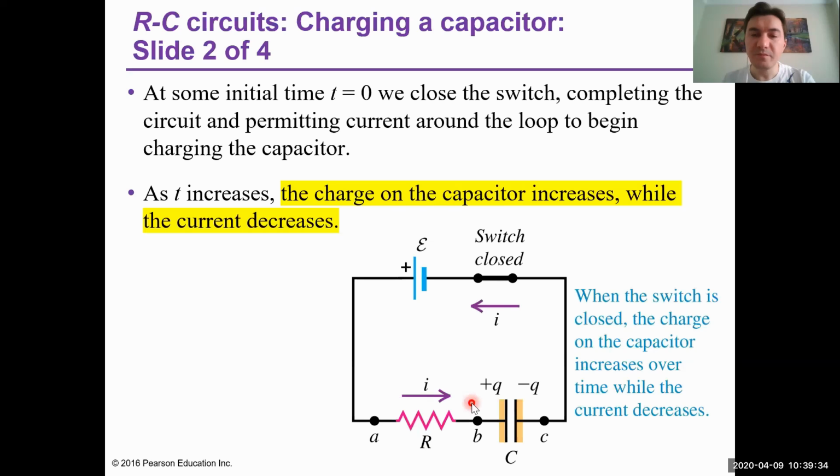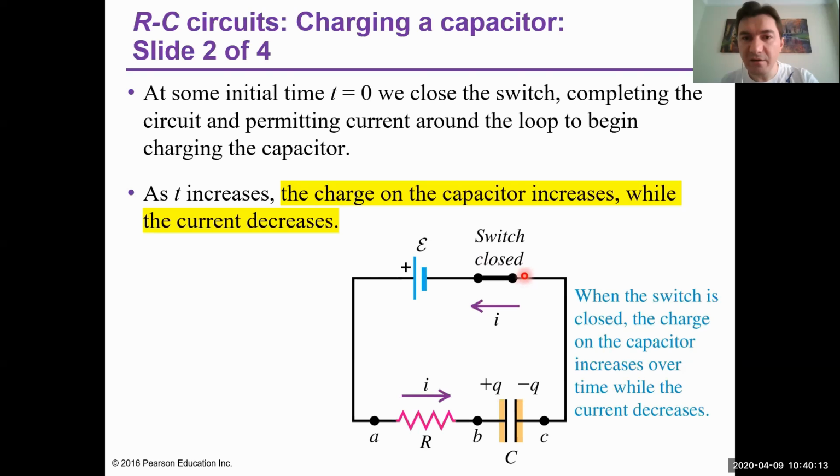So what do you see here? As the time increases, the charge Q on the capacitor will increase while the current decreases in the circuit. You can understand that the charge on the capacitor increases, but why does the current decrease? This part is very important. I will shortly explain, and then I will show you the details of that mechanism.